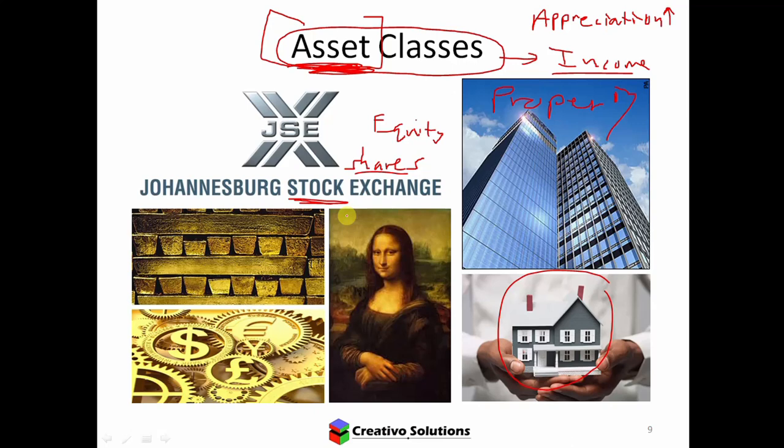So when we look at asset classes, we're looking at these markets. We're looking at the property market. We're looking at the commodities market. We're looking at the stock exchange market. Right? So a market is where all these buyers and sellers meet.